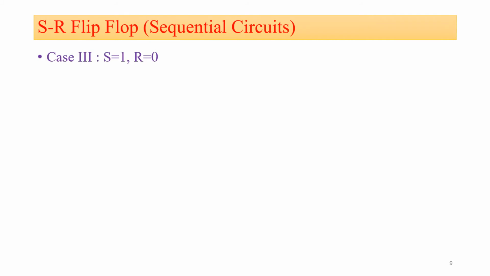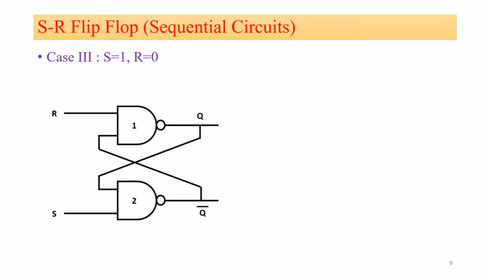Now the third case, that is when S equals 1 and R equals 0. Again the same schematic. Now please check all the conditions. When S equals 1 and R equals 0, then as R equals 0, obviously the output of your first NAND gate, that is Q, is forced to be equal to 1, because if one input to the NAND gate is 0, then the output is forced to be equal to 1. And as we know, the output of your first NAND gate is connected to the input of your second NAND gate. That's why both the inputs to your second NAND gate are 1. That's why the output equals 0.